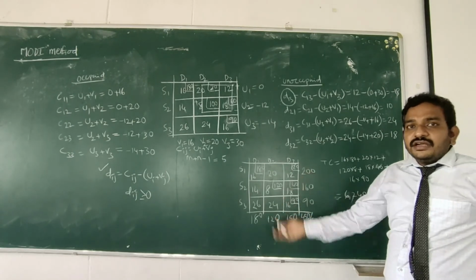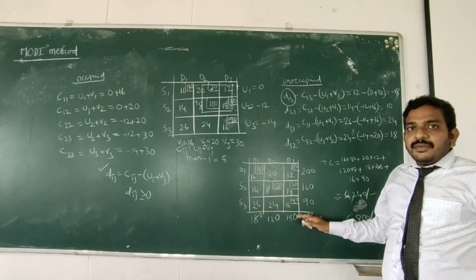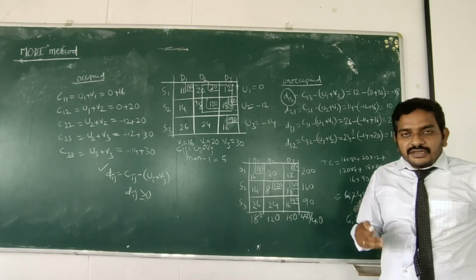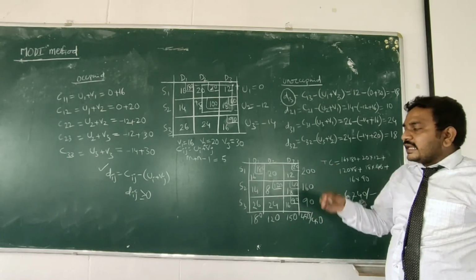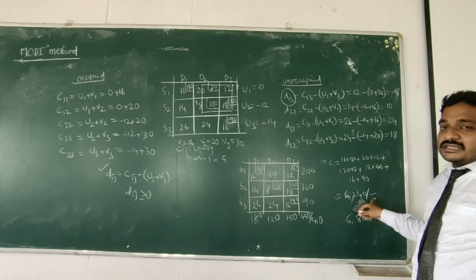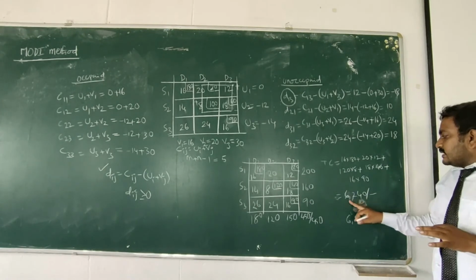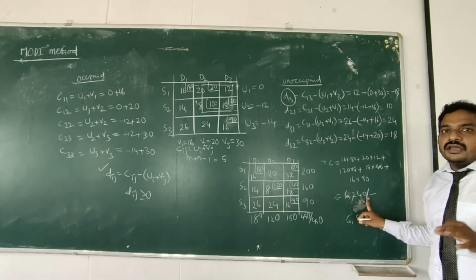Now, this is the final modified distribution of possible allocations. I made the allocations previously by using the northwest corner cell method. I made certain changes by using the Modi method, and with that I am able to reach the least possible transportation cost, called 6,240.